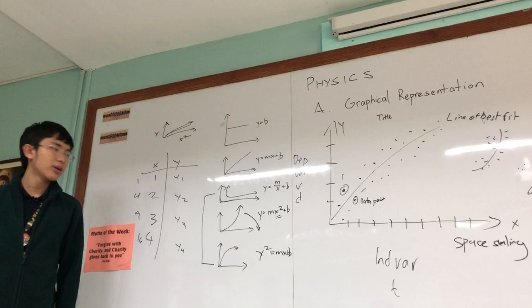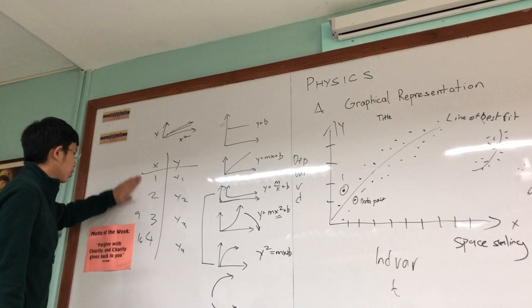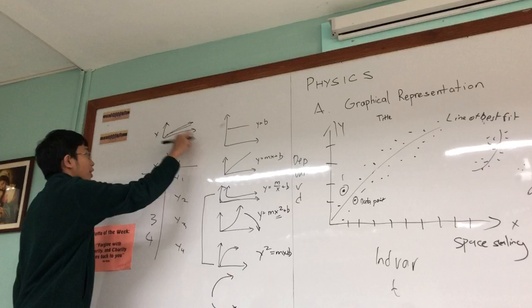However, if it looks like this, or like that, the variable you'll have to square is your y. So to make a nice line of best fit, you'll have to make it x versus y squared and then try graphing it.